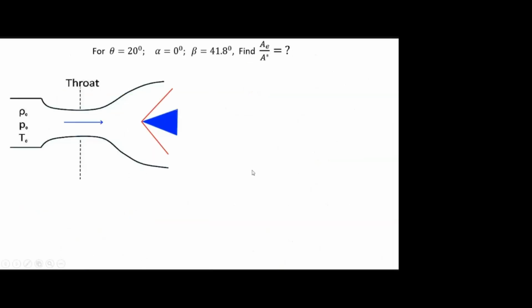Okay, the next problem. There is an optimized CD nozzle which converts subsonic to supersonic. In the test section, we have one wedge model with a half angle of 20 degrees, and we know it will create the oblique shock. The wave angle is 41.8 degrees and the model is kept at 0 degree angle of attack. You have to find what is the AE by A star relation. Here how will you find?